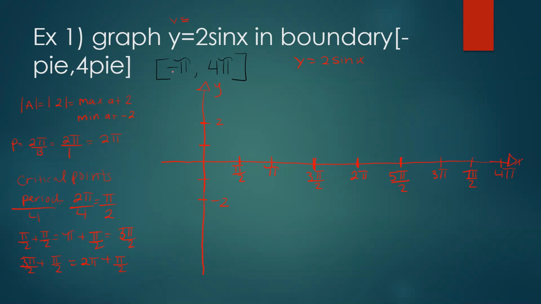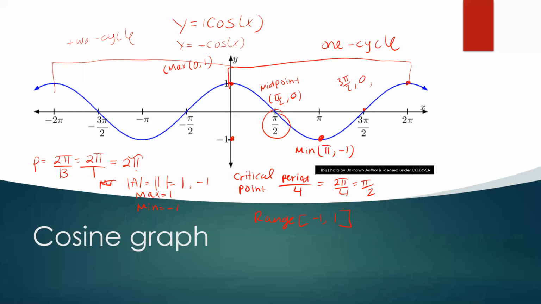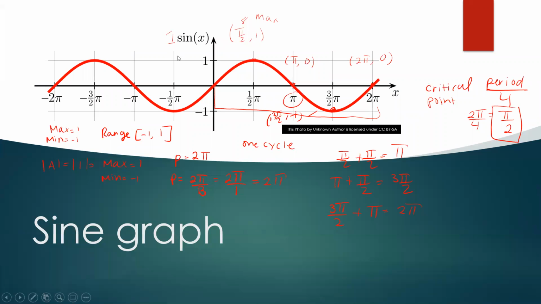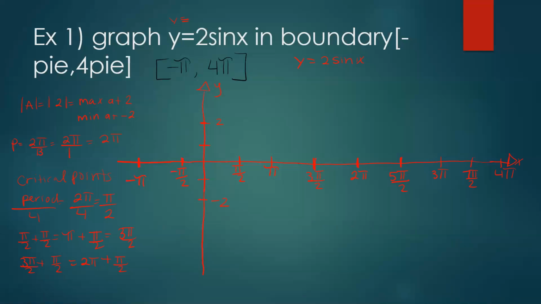Now, they say our smallest x value has to be negative pi. Where would that be? This point right here on the negative side would be negative pi over 2, and then this would be negative pi. Okay, so what do we know about sine graphs? You go back to this sine graph, it usually starts at the origin, unless there's a horizontal shift, and then it goes to the max, midpoint, and then min again. So let's do that.